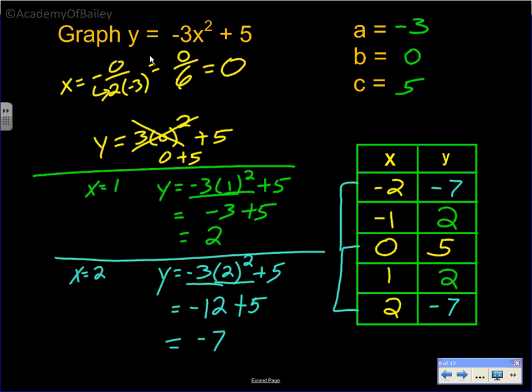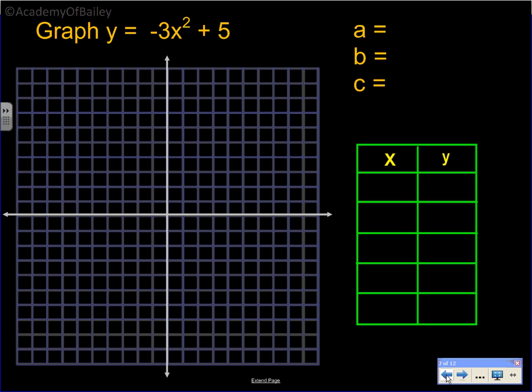Let's go ahead and graph these, and let's see what we have here. The first one is 0, 5, so that means we go 1, 2, 3, 4, 5, and we notice that was C. C was positive 5, which is the y-intercept.